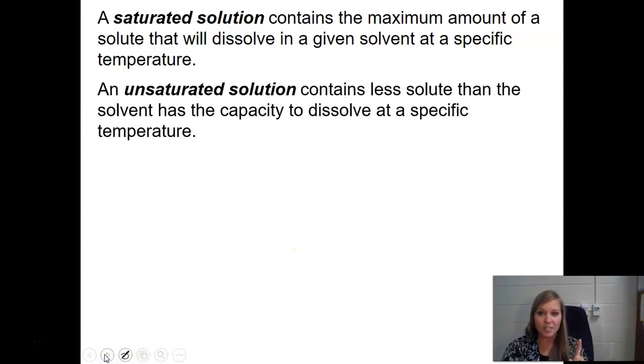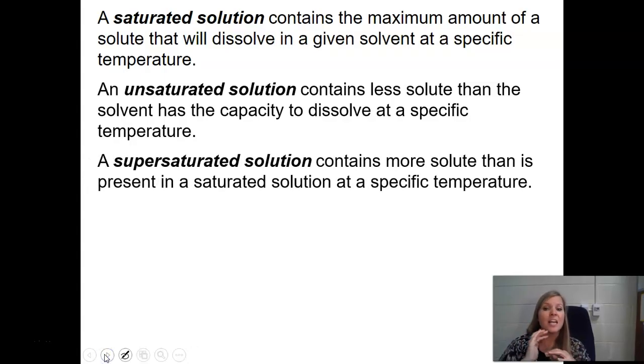That temperature aspect. An unsaturated solution contains less than the maximum amount, meaning you can still add more to it and it will still dissolve. So saturated, maximum amount dissolved. Unsaturated, less than the maximum dissolved. And supersaturated contains more solute than is present in a saturated solution at a specific temperature. So supersaturated is more than the maximum amount.